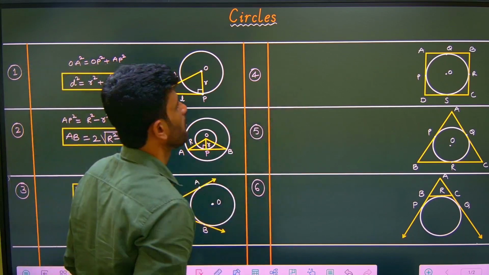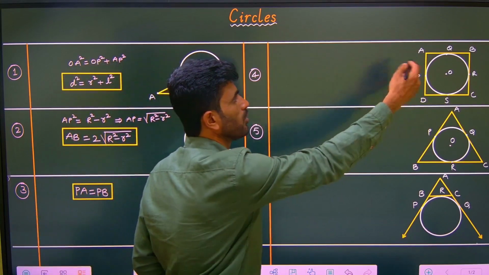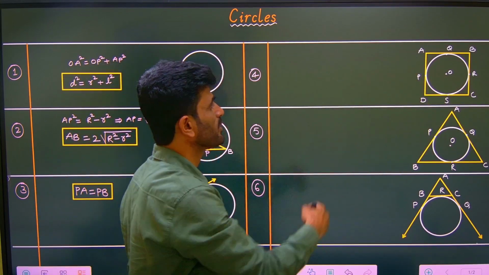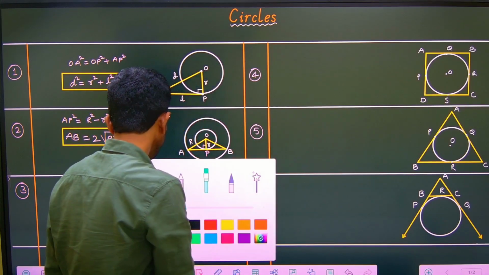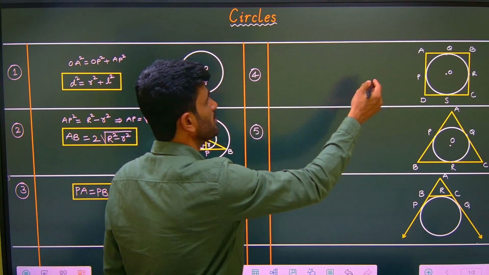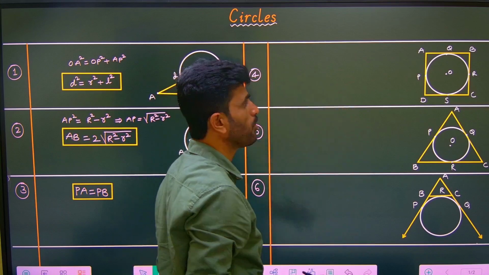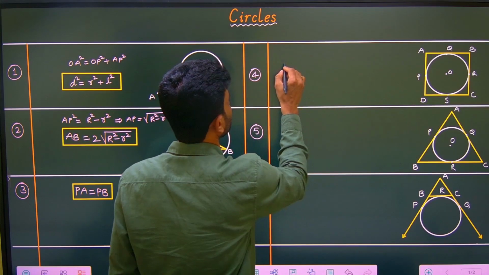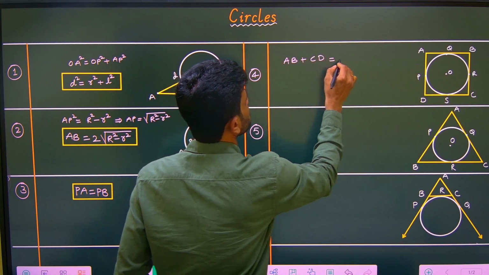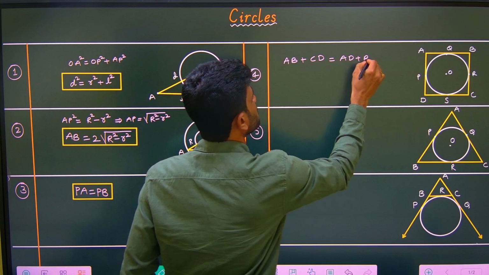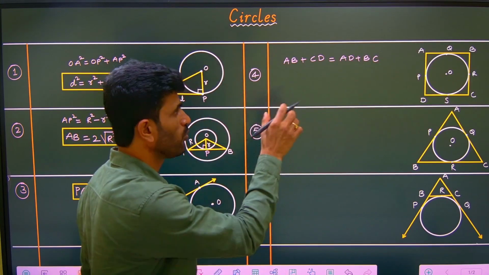So coming to here, what is this? A quadrilateral ABCD is circumscribing a circle. The sides of the quadrilateral ABCD are touching the circle at P, Q, R, S. Then if a quadrilateral circumscribes a circle, like ABCD touching the circle at PQRS, what happens? The sum of opposite sides will be equal. So what can we remember? AB plus CD is equal to AD plus BC. This is a proof again. There will be a formula and there will be a proof to find it out.